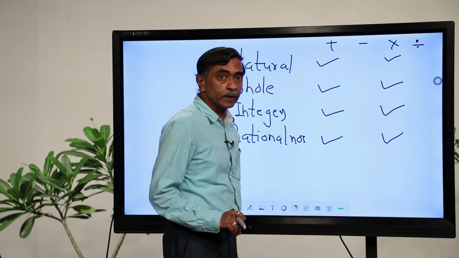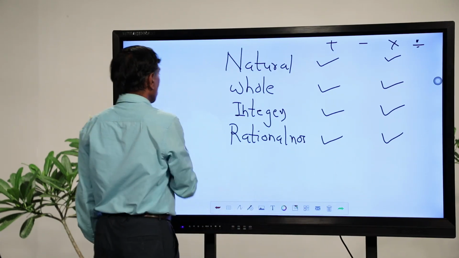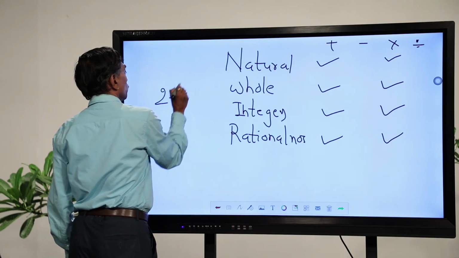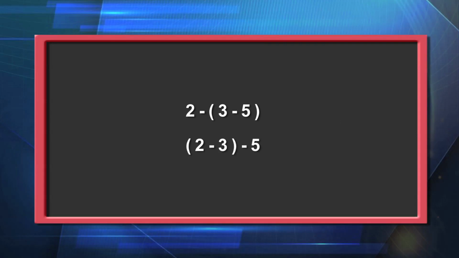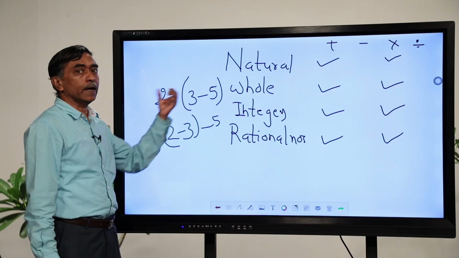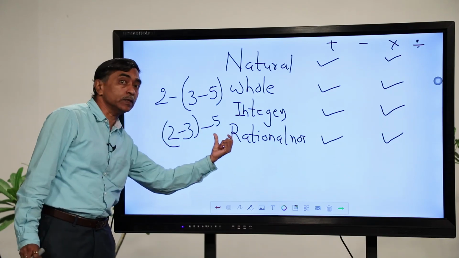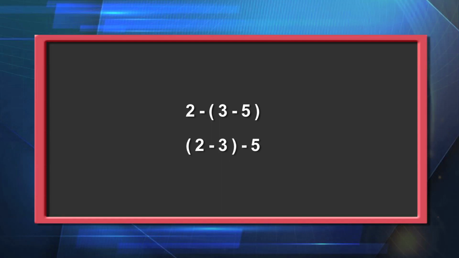Have a look at this operation now. Will it be associative under subtraction for the natural numbers? For example, if I take 2 minus 3 minus 5, and if I take 2 minus 3 minus 5 with the brackets placed differently, I have got these two different expressions, a minus b minus c and a minus b minus c. What do you get in the first case? Here you will get the answer as 2 minus of minus 2.